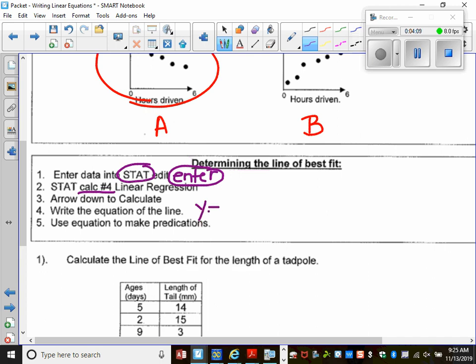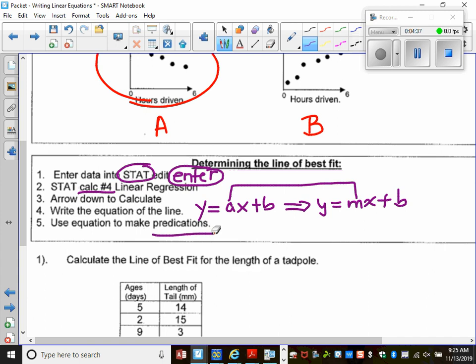And then on your calculator, guys, this is what you're going to see: y equals ax plus b. But what is that for us? Right, y equals mx plus b. So the calculator will say ax plus b, but we know that a, with the calculator, represents our slope. And why do we even do this line of best fit stuff? So we can make predictions. That is really the whole purpose of getting that line in the middle of the data: to help us make better predictions.